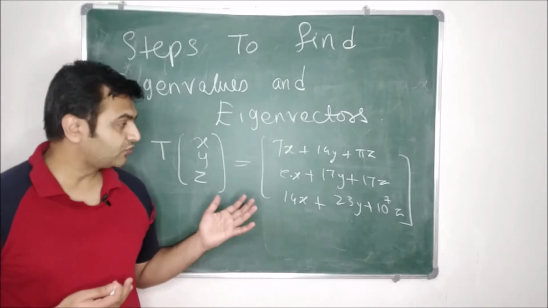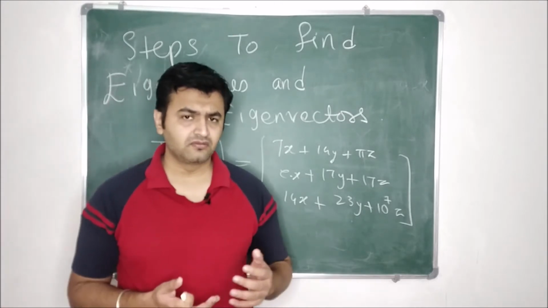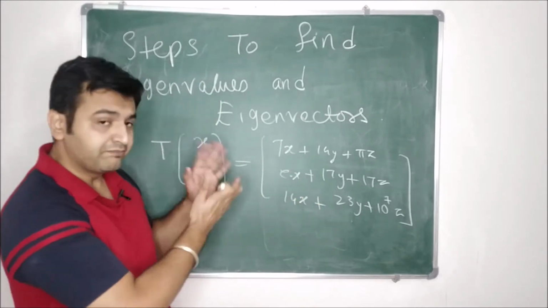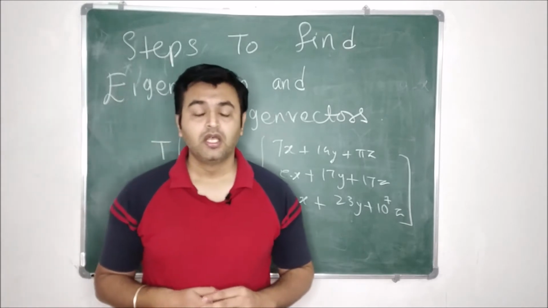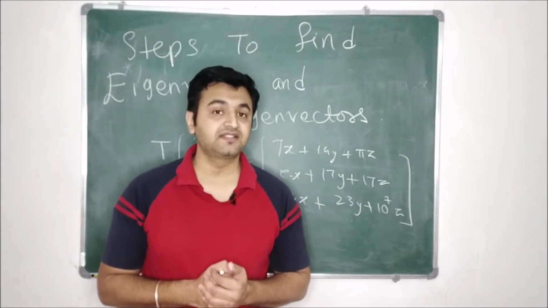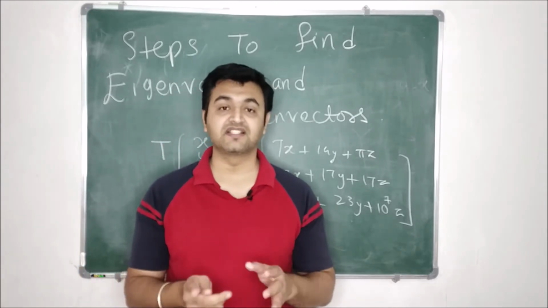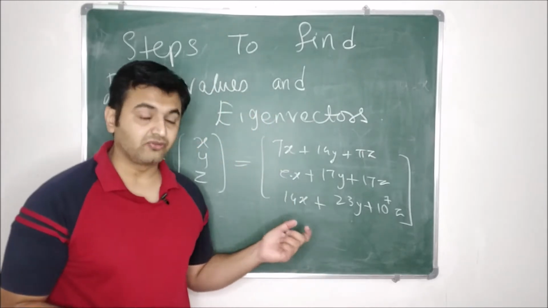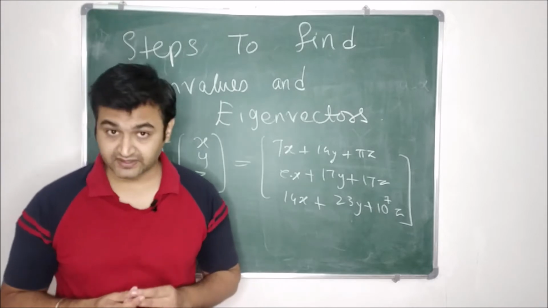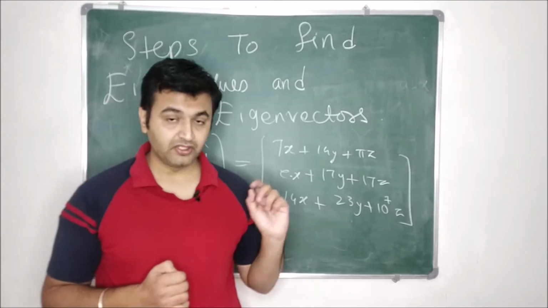As I told you, it's difficult to find them by simply looking at the linear transformation. Then how do you find eigenvalues and eigenvectors? Now here comes the matrices into the picture. They will rescue you from this and help you to find eigenvalues and eigenvectors, which we will see now in a moment.